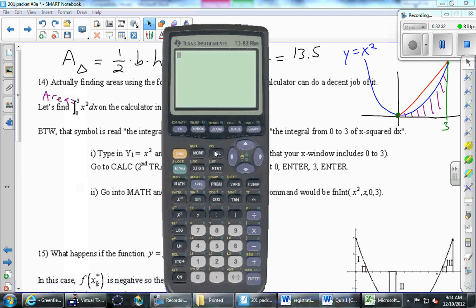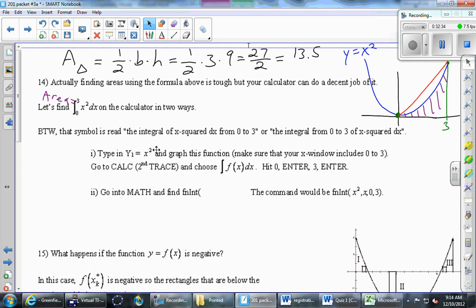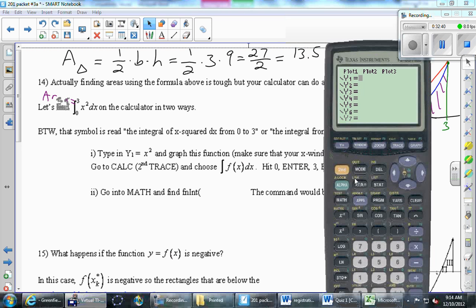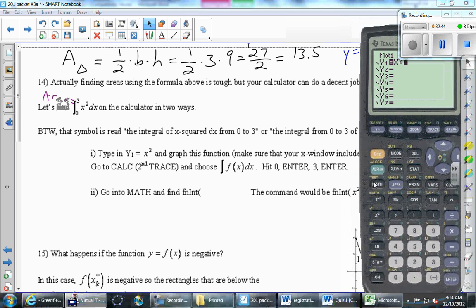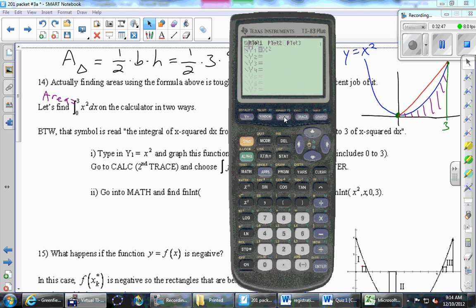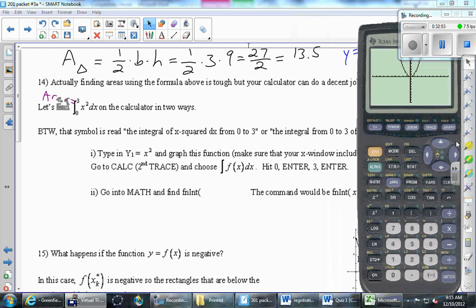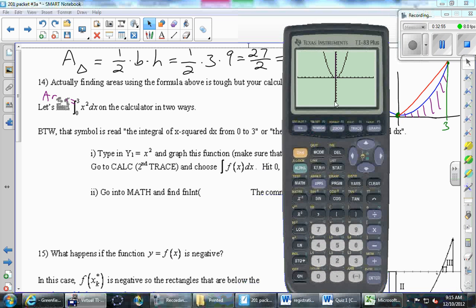So a couple of ways to do this on the calculator. It's written out here. So the first way is to type in y equals x squared. So let's do that here. And then it says make sure your window includes the part between 0 and 3. So just the standard window, zoom 6, should be good enough for us. And then once we've got the picture up there, it says go to calc, which is second trace. And we're going to choose this symbol, the symbol we just saw, that funny looking elongated S. It's there in number 7. So scroll down or just hit 7.